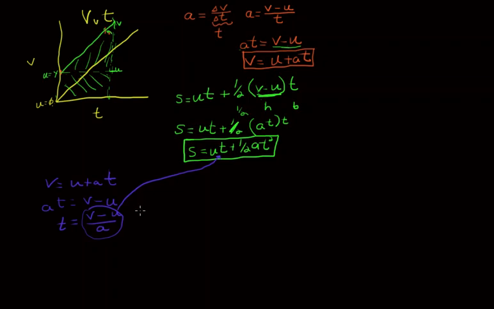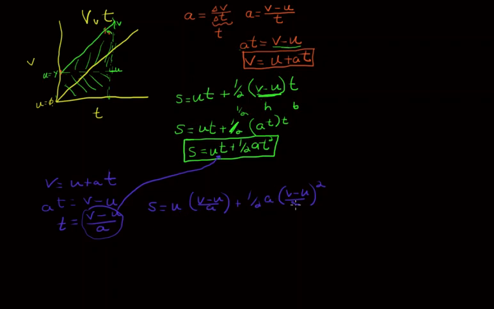All right, so let's substitute in there. S equals U times V minus U over A plus 1/2 times A times V minus U over A squared. Now this looks like a big mess, and it's going to get better because we're going to really mess this up. All right, so I'm going to take and I'm going to separate out the A.